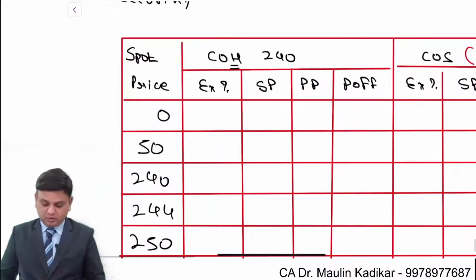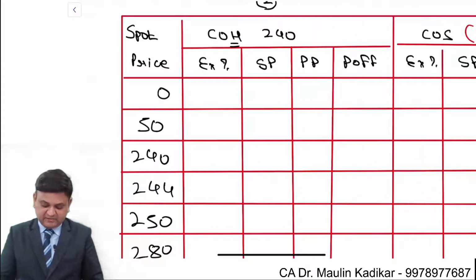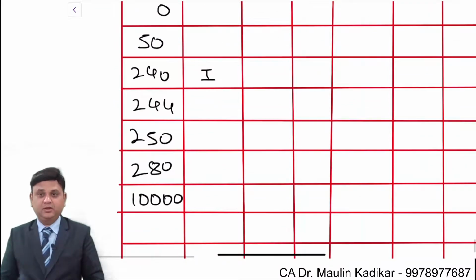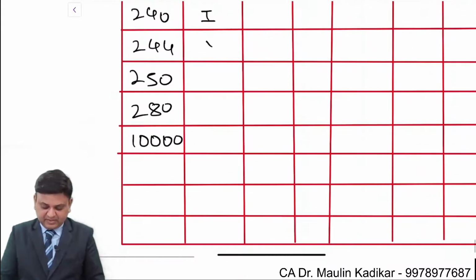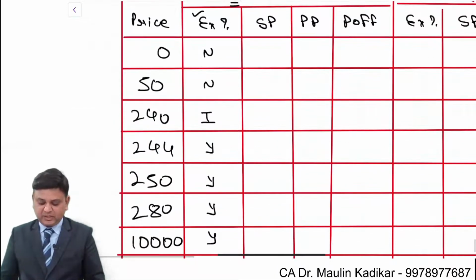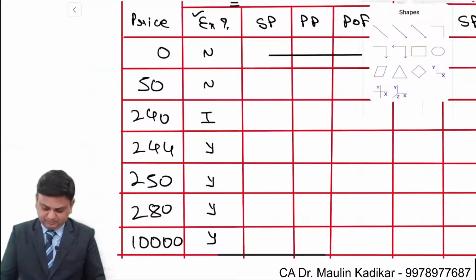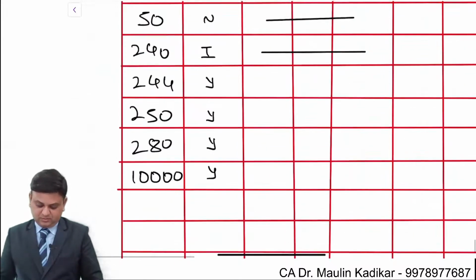Second is what I am going to solve, this call option holder, all the 4 columns. In that, always start with the exercisation. At 240 I am indifferent. Below than that I will not exercise. Above than that I will exercise. If at all I do not exercise or I am indifferent, the payoff value is 0. The amount of the payoff is 0.